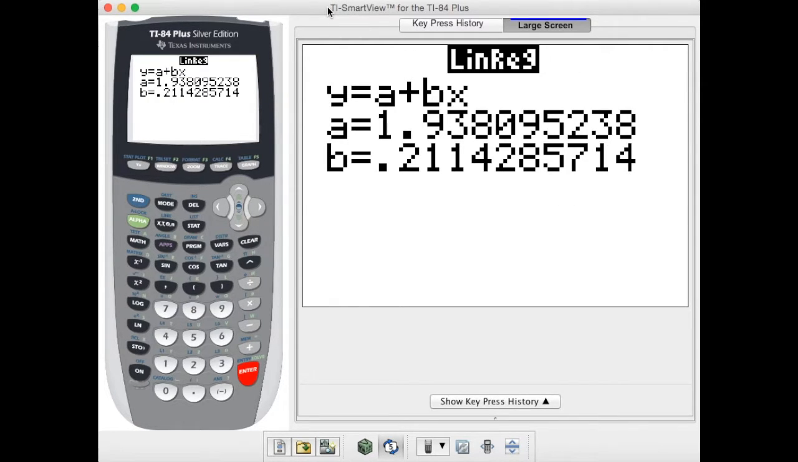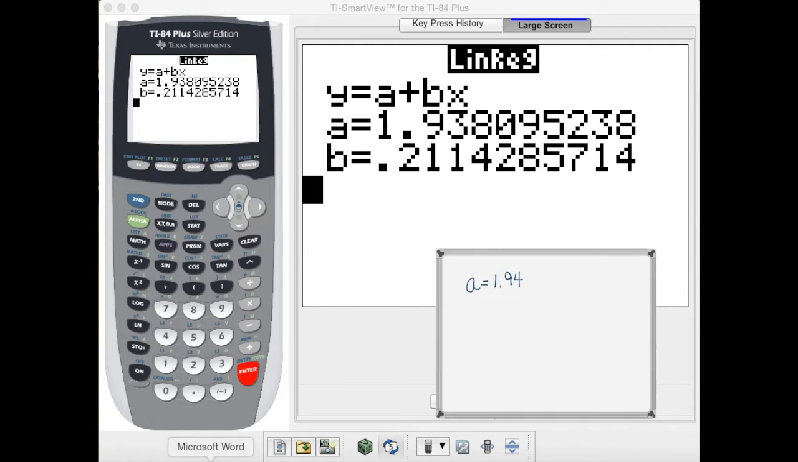So these are the values I'm going to get for my slope and my y-intercept. They give me the general form here, y equals a plus bx. So a is my y-intercept, and b is my slope. My slope will always be the coefficient of x. The first thing I want to do is then just simplify my slope and my y-intercept. I want to round them to whatever I need to round them to. So 2 decimal places is generally a good rule of thumb unless they ask you for something else. So we'll round to the nearest hundredths. So for the y-intercept, a, I would round that to 1.94, and my slope would round to 0.21.